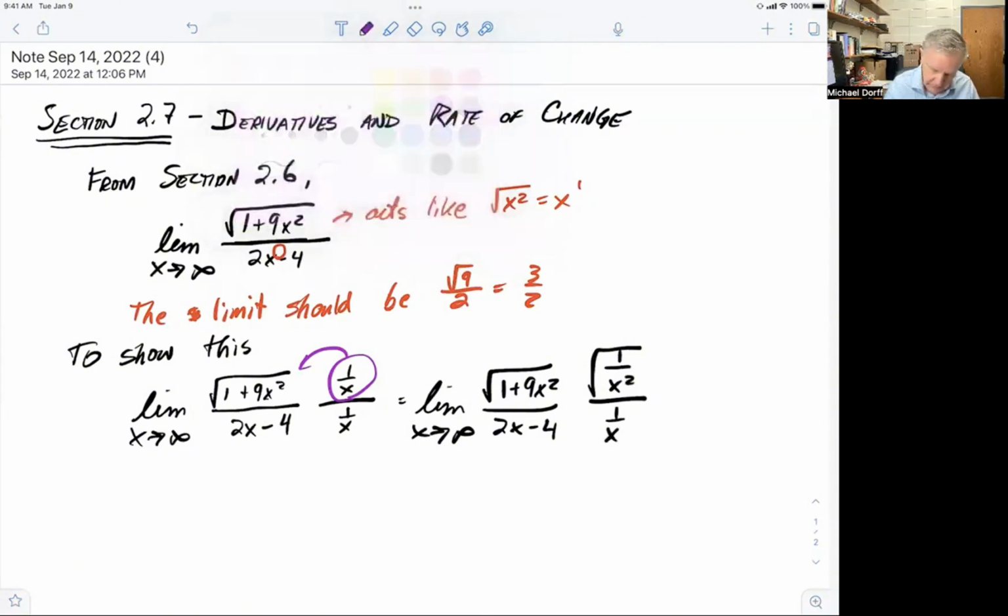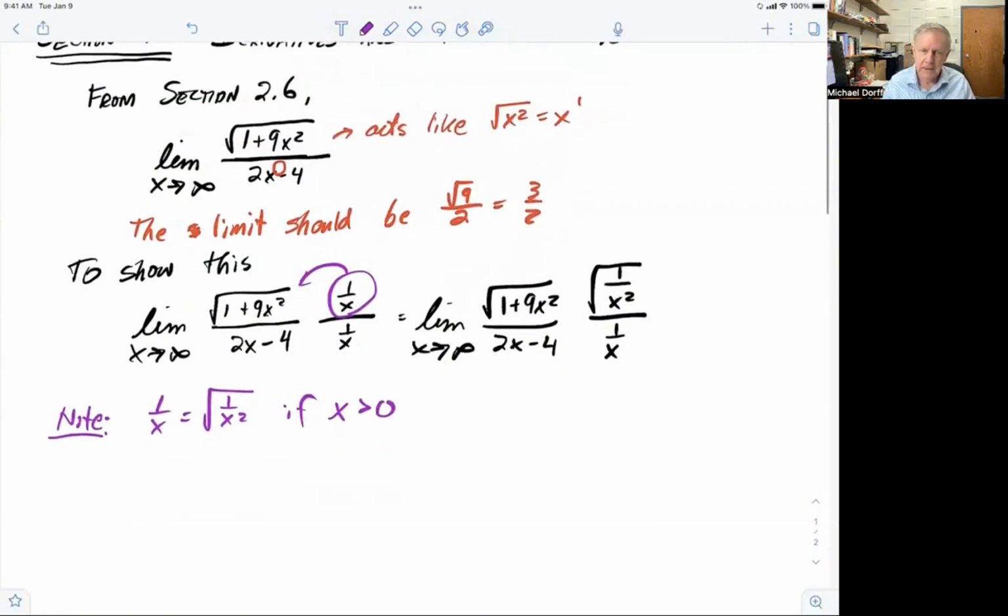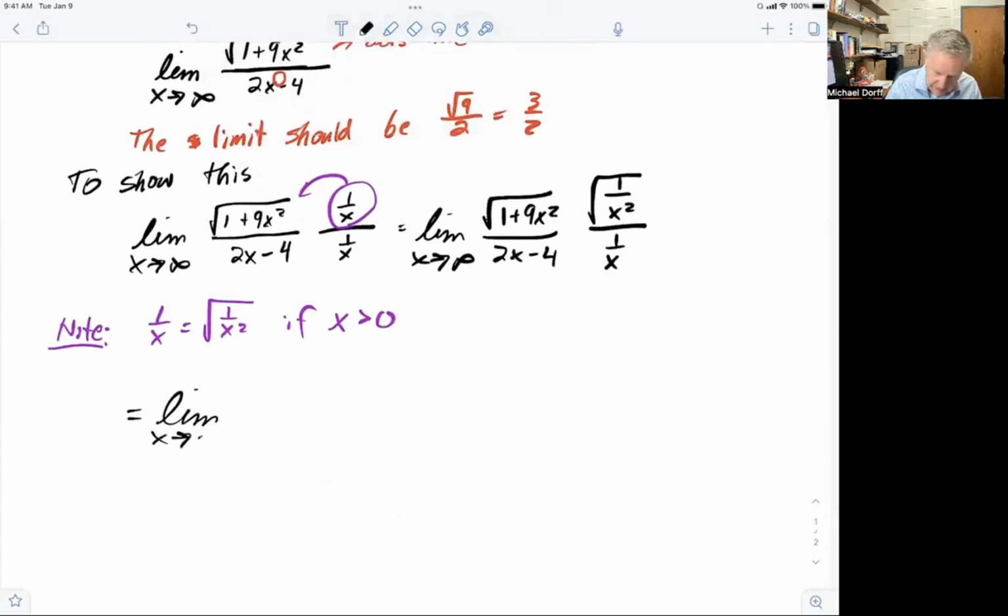So what we're noting here is that 1 over x is the same thing as the square root of 1 over x squared if x is a positive number. It's greater than 0. And I know it's going to be greater than 0 because x is going to infinity. That means x has to be a positive number because I can't go to infinity from a negative number. I have to be having positive numbers here. So now I can go ahead and bring in those terms. I can multiply them in.